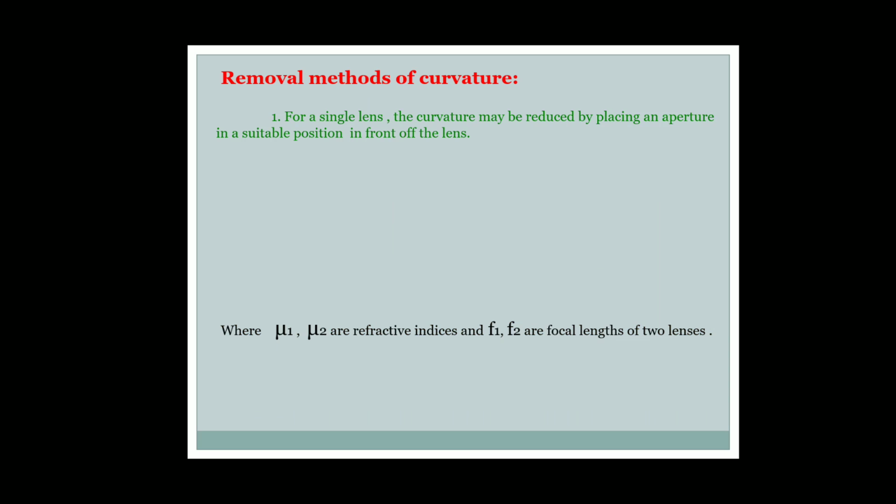How to eliminate this curvature? As we know from the previous discussions, in the case of spherical aberration, coma, and astigmatism, the simple method of elimination is by using a stop. In this case also, by using a proper stop or proper aperture in front of the lens, we can eliminate the curvature. If the stop is placed in front of the convex lens at a suitable position, it can minimize the curvature. And second, two or more lenses in combination also reduce the curvature.